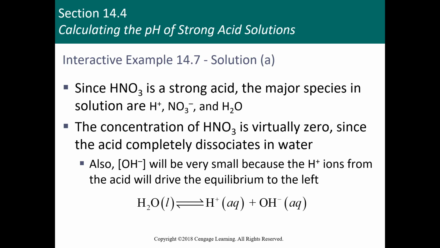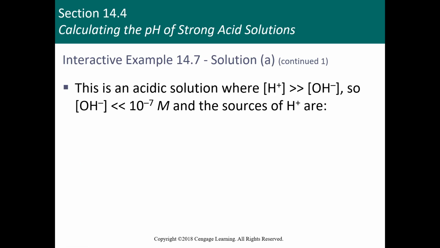So when you're looking at this right here, that's your water autoionization, right? You would expect this to completely overwhelm that. So the acidic solution, where you have much, much more H+ than your OH-, so the OH- has to be much, much less than 10 to the negative 7 that would be in a neutral solution. And the sources of H+ will be, well, you have your H+ coming off of your nitric acid, which is HNO3. And that is 0.1 molarity, because that's going to completely dissociate, right? So we'll have 0.1 molarity of the H+ from that.